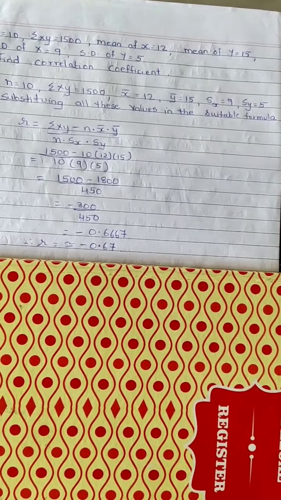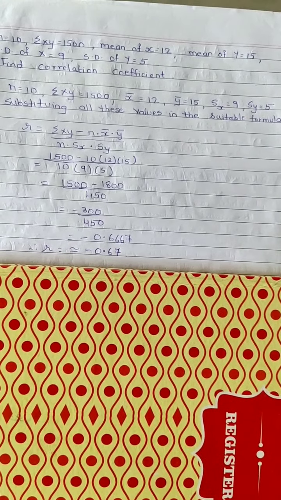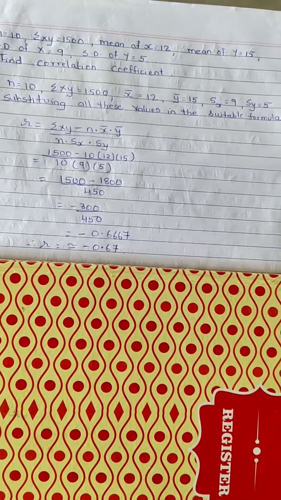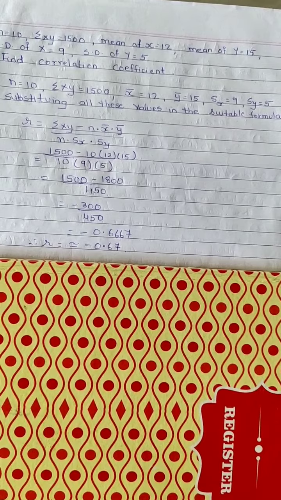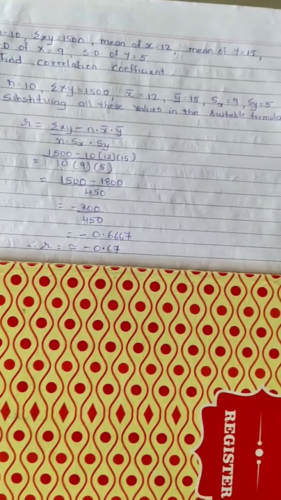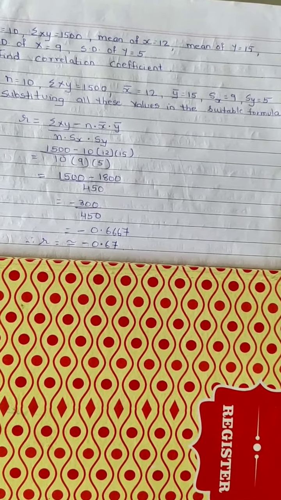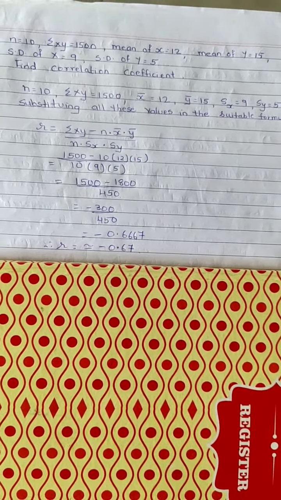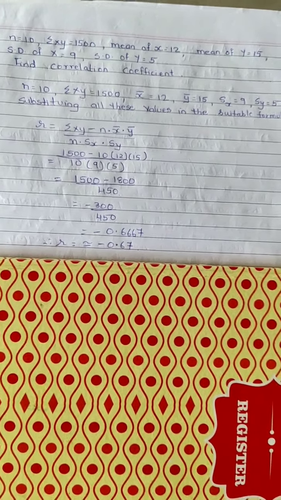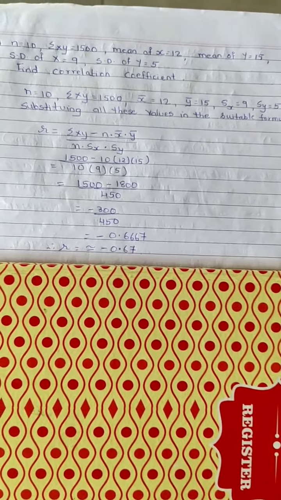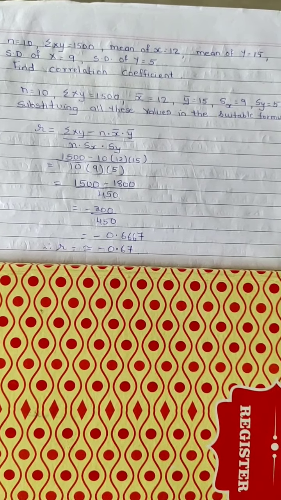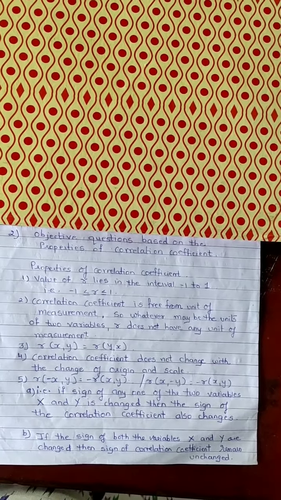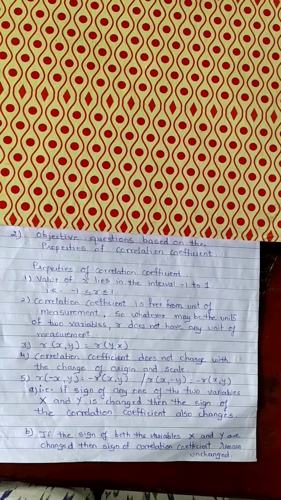Now substitute all the values. 1500 minus 10 into 12 into 15, divided by 10 into 9 into 5. Simplify it. So minus 300 divided by 450 comes to minus 0.667. Therefore, r equals minus 0.67. We have come across most of all the formulas of Pearson's method.